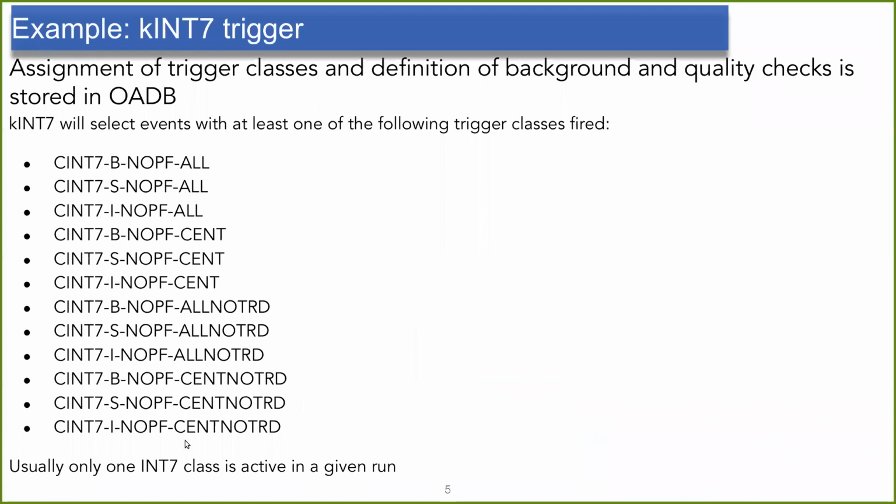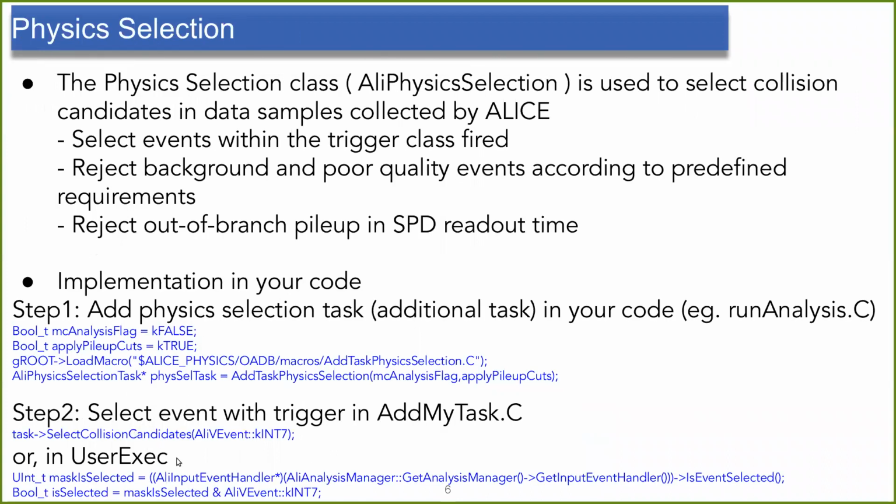And you can also include this trigger information in your analysis task, in the UserExec of your .cxx macro, by putting these two lines. In the first line, it will basically call the event from the input event handler. Then it checks if there is an event handler, and also if the event is from the kINT7 trigger. So by putting these two steps in your analysis macro, you can directly implement the physics selection, which will reject this background and the out of bunch pile up from the SPD readout.